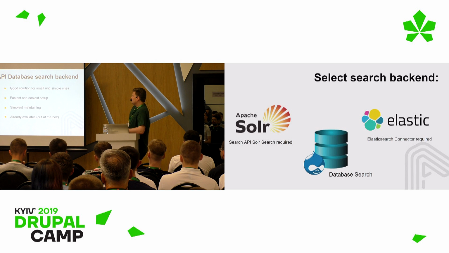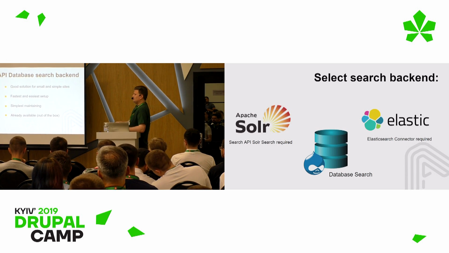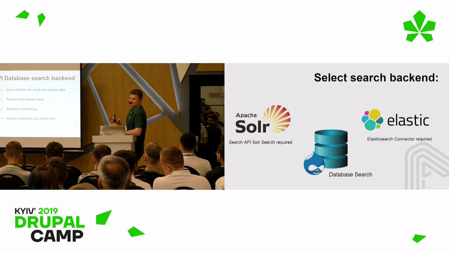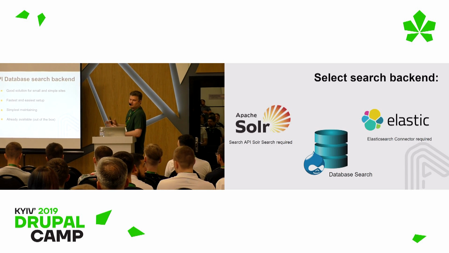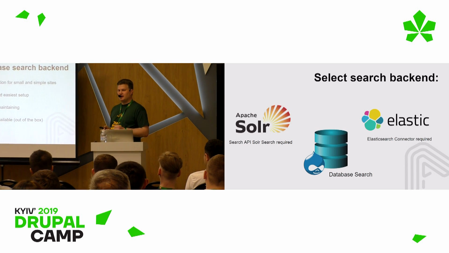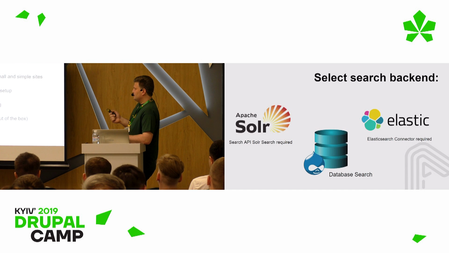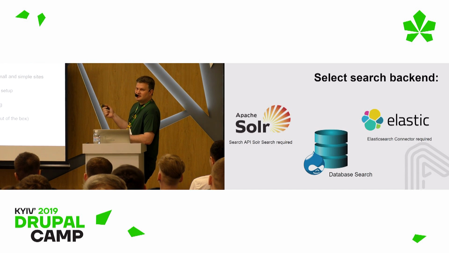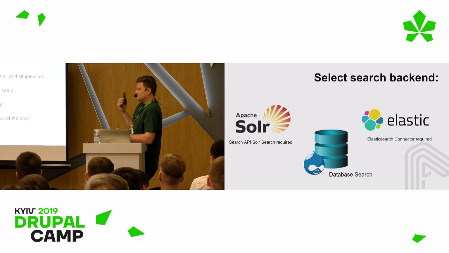So let's check the Search API database search backend. It's a submodule of Search API. In Drupal 7 it was a separate module, but in Drupal 8 it was moved into Search API. And when we install Search API, this search backend is already available. And what are the main features of this search backend?